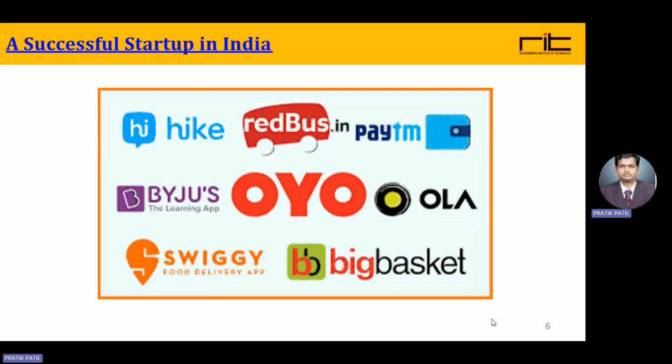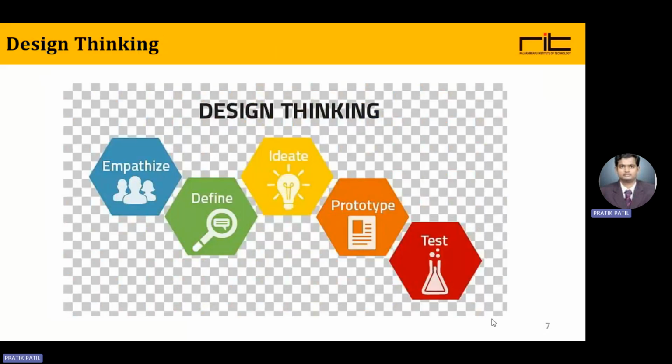Now these are some examples of successful startups in India: Redbus, Paytm, Byju's, Swiggy, Big Basket. You might be familiar with all of these. Zomato is also there. Now I will come to the main part of our course, that is, what we are going to learn in this course.